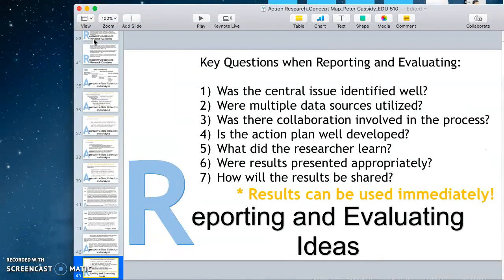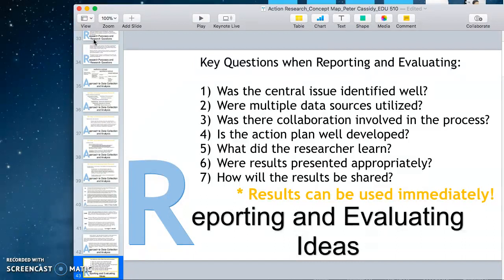Okay. Now let's get into reporting and evaluating ideas. First and foremost, results can be used immediately. So if you've seen that implementing an action plan has led to positive results, report it and people can use it immediately. Now, some key questions. Was the central issue identified well? Were multiple data sources utilized? Was there a lot of collaboration involved in the process? Was the action plan well developed?